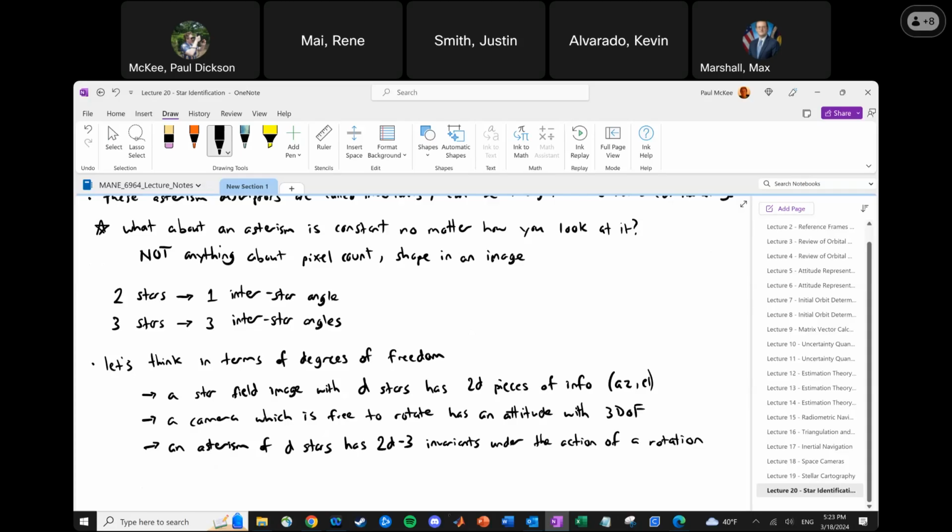Okay, so what do I mean by that? For a single star, that is D equals 1. 2 times 1 minus 3 is a negative number, right? So there are no invariants. So you're sunk.